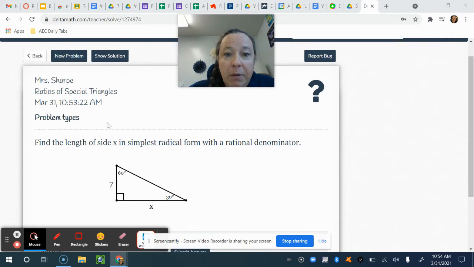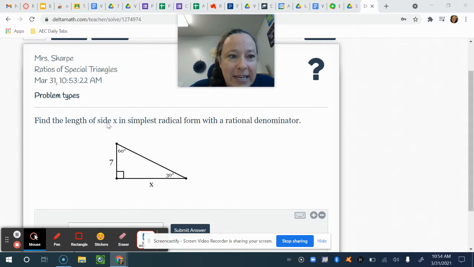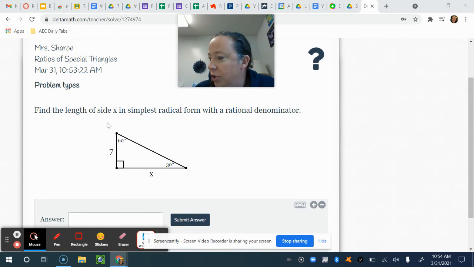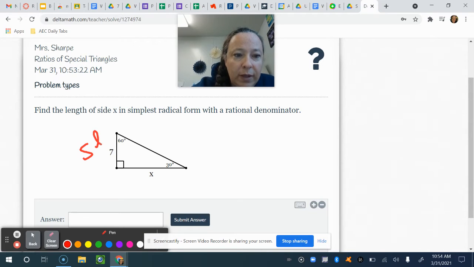In this particular problem, you might get on Delta Math, you might not, but it says find the length of side x in simplest radical form with a rational denominator. All right, meaning no radicals in the denominator. So right here we have a 30, 60, 90. This is the short leg, and the x is the long leg.